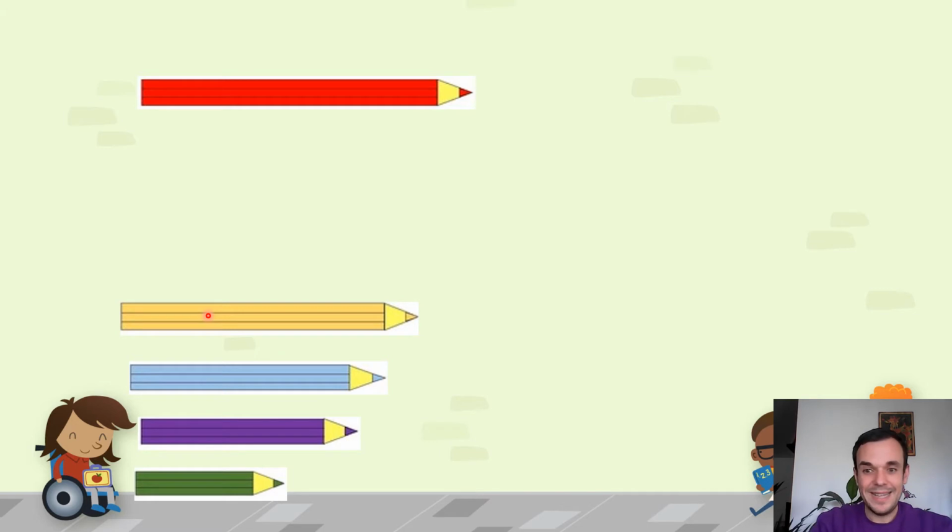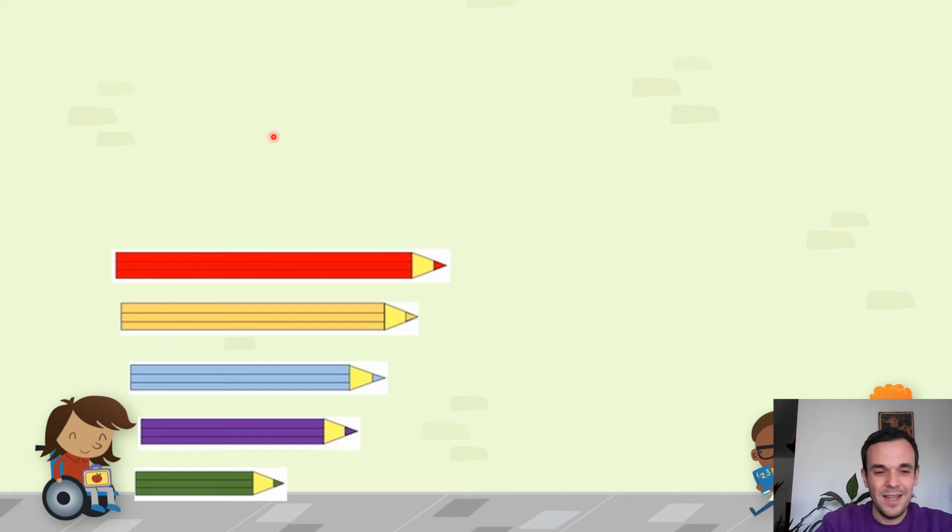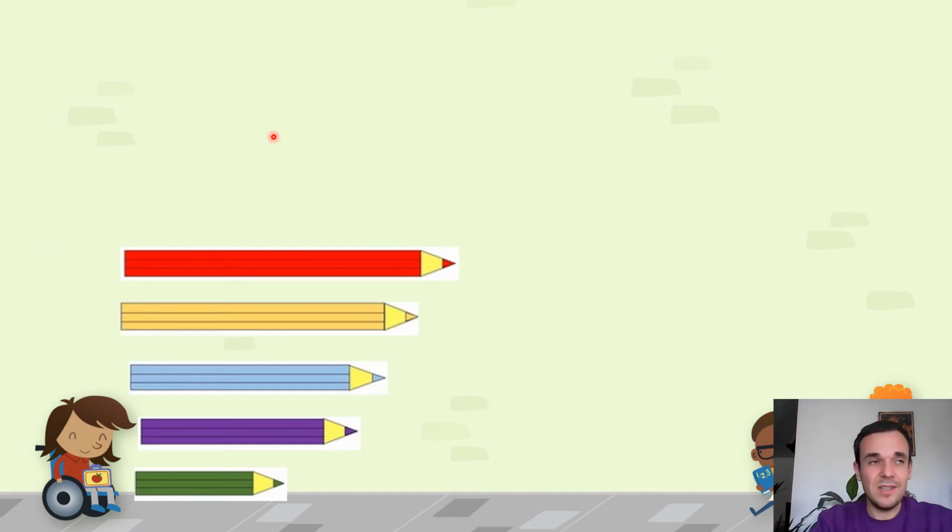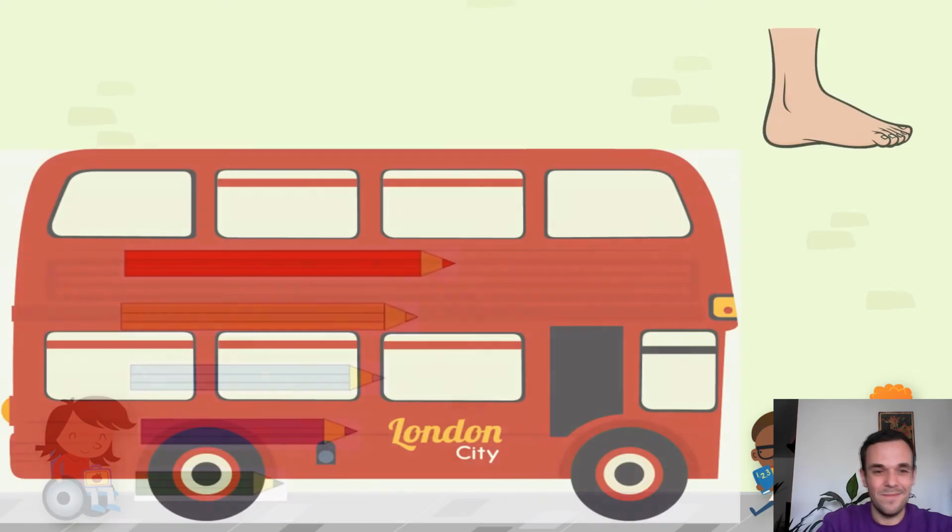Which pencil is our longest pencil? It must be the one we have left over, which is the red pencil. The red pencil is the longest. So what we've done is we've taken all of the pencils and we've put them in order of length, from the shortest to the longest. What super maths, everybody.